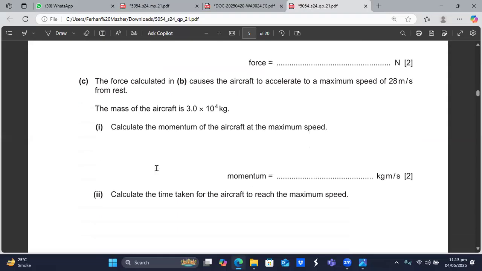Okay, the force calculated in the B part causes the aircraft to accelerate to a maximum speed of 28 meters per second from rest. The mass of the aircraft is 3 × 10^4 kg. Calculate the momentum of the aircraft at the maximum speed. You know what is the formula for the momentum? The momentum is equal to the product of mass and velocity. We have the mass, we have the maximum velocity, we can find the maximum momentum.